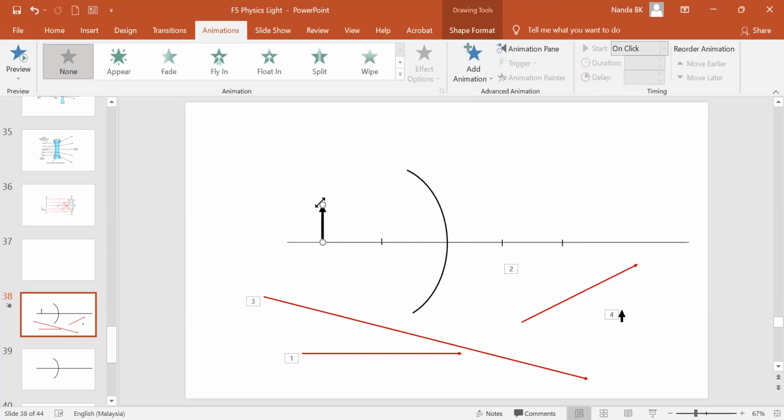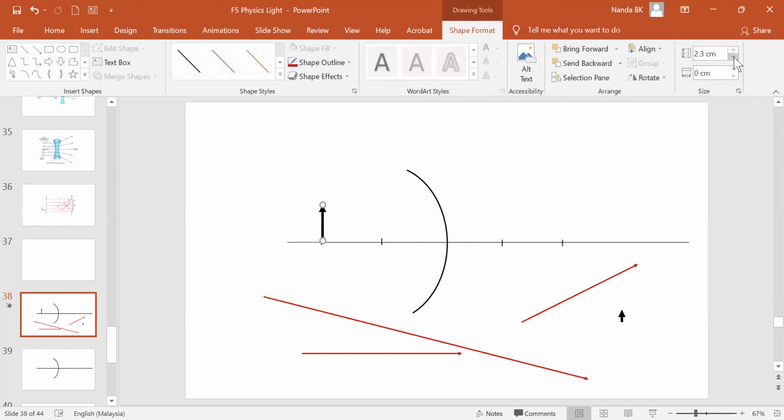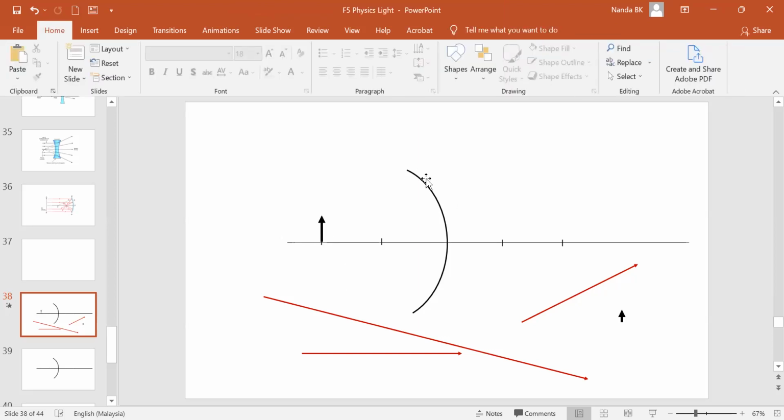Let's say I put an object here. So now the object is here. The object is placed in front of this concave mirror. Now, how is the light going to pass through? Anyone knows this? Sometimes we call it a curved mirror. All right, it's a curved mirror.